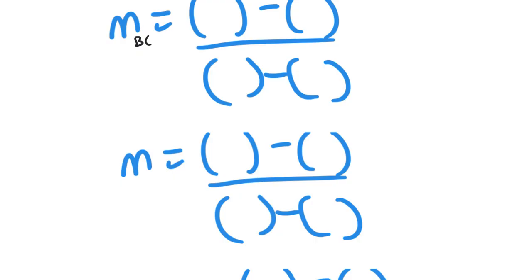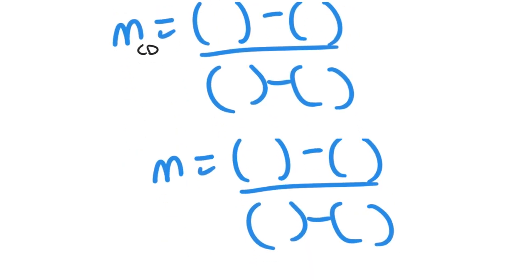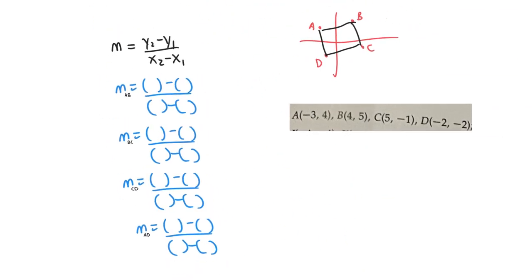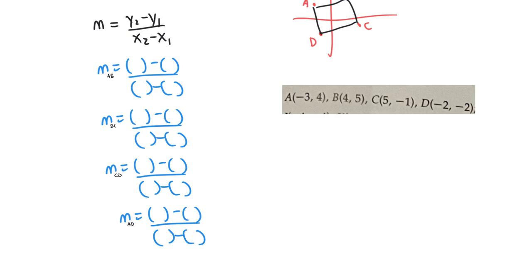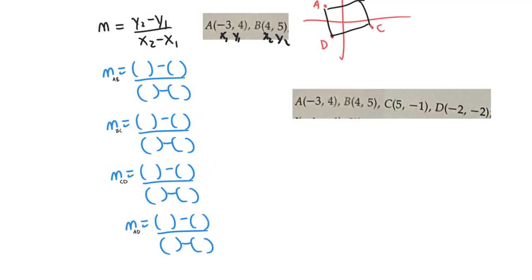This next one would be the slope of CD. And this next one would be the slope of DA or AD. Okay. And then, get clear on AB, right? So if we're doing AB, the slope of AB, you could always call this x1, y1, and then x2, y2, and then just plug it in like that. So it would be 5 minus 4 all over 4 minus -3. And what is that? 5 minus 4 is 1. So that's 1/7.